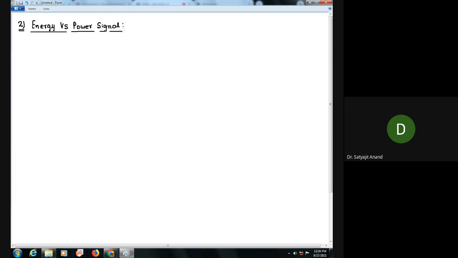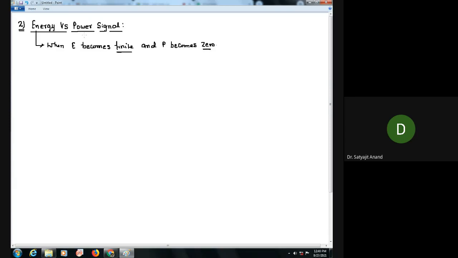So the statement for energy signal: a signal will be called an energy signal when energy becomes finite and power becomes zero. So that's an energy signal. Please remember this. Energy of that signal will be finite and power of that signal will be zero.